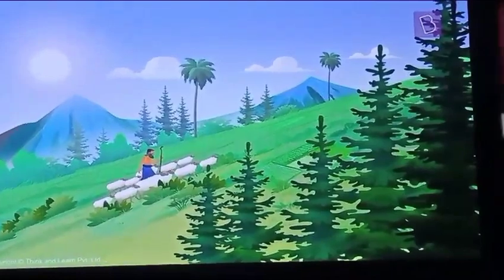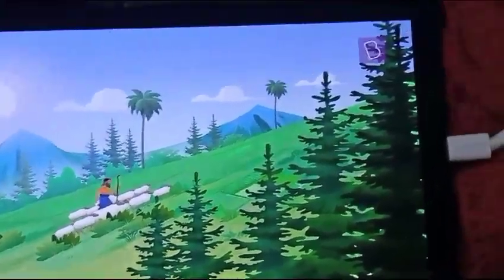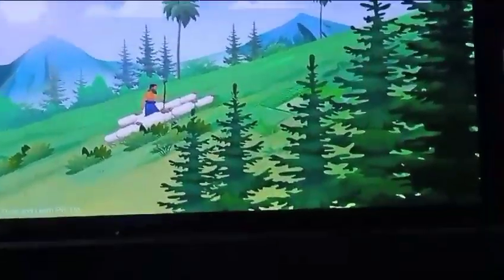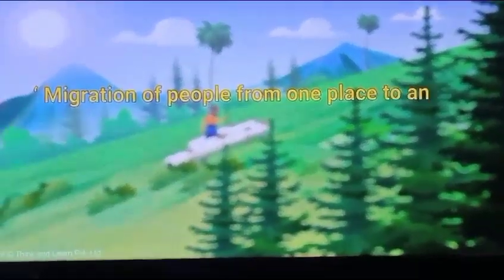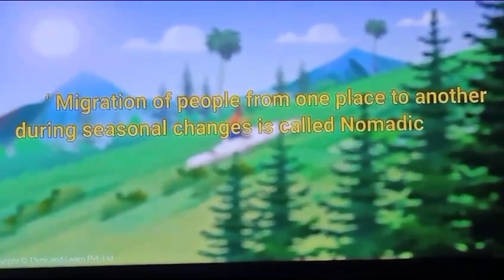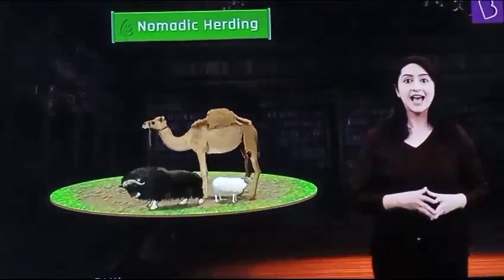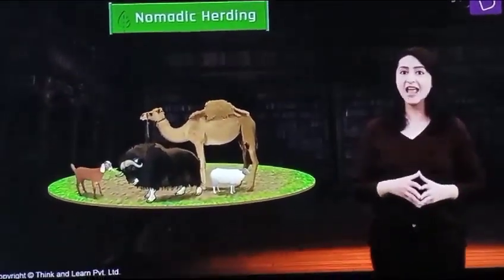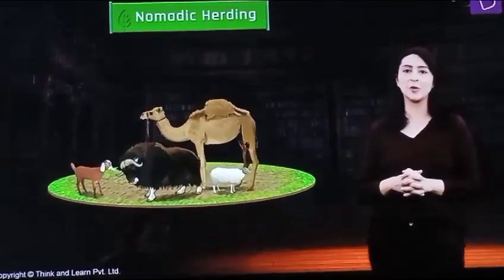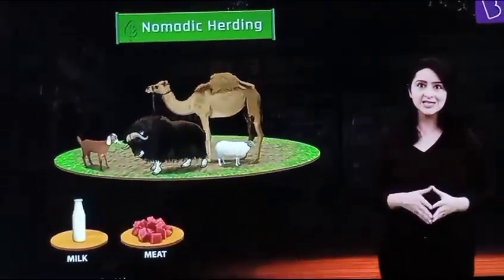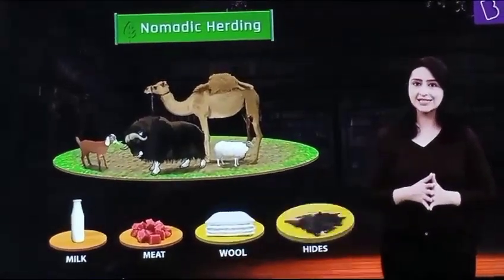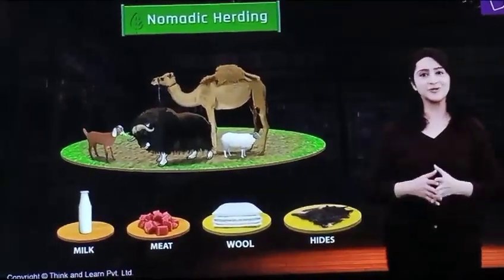Thus, in order to escape the harsh climatic conditions, people move from one place to another. This type of migration from one place to another is called nomadic herding. Sheep, camels, yak, and goats are the animals which are usually reared by the nomads. They provide the nomads with milk, meat, wool, hides, and various other useful products.